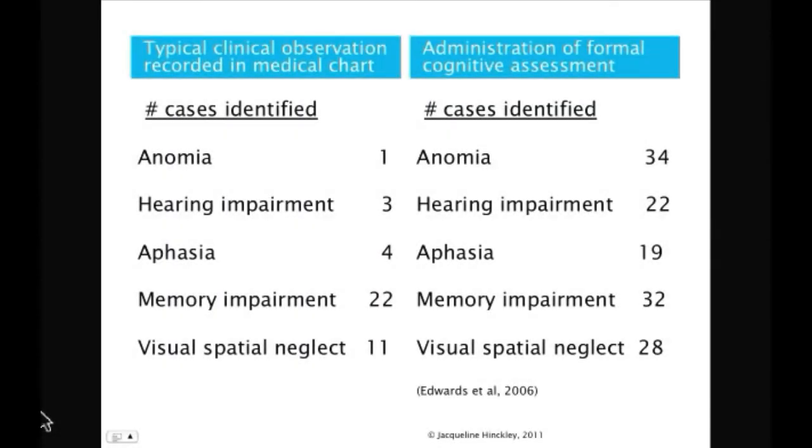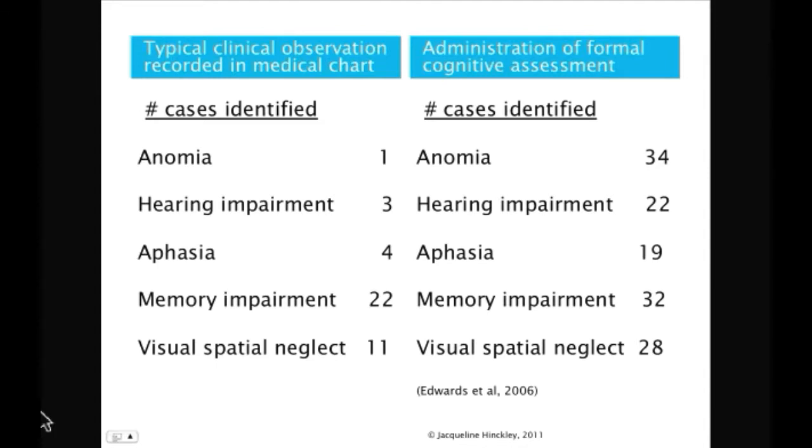On the left of this screen, you will see the number of cases that were identified for each of the impairments listed based on the typical clinical observations. So in other words, they looked in the medical chart and they said, okay, based on the medical chart, which of these were identified? On the right-hand side of the screen, what you're looking at is the number of cases that were identified in the same domains when the researchers administered the formal cognitive assessment.